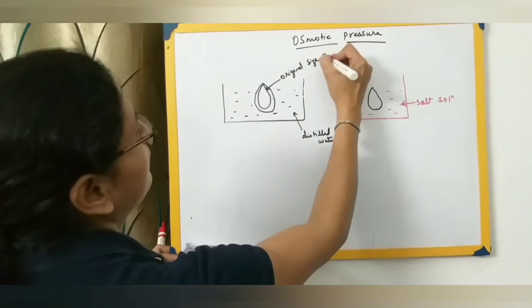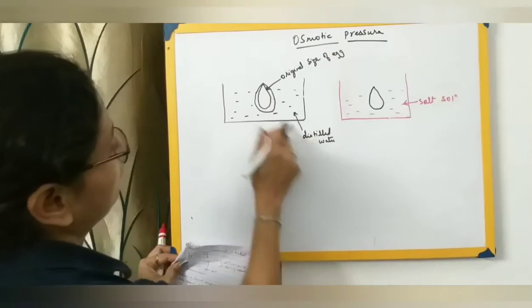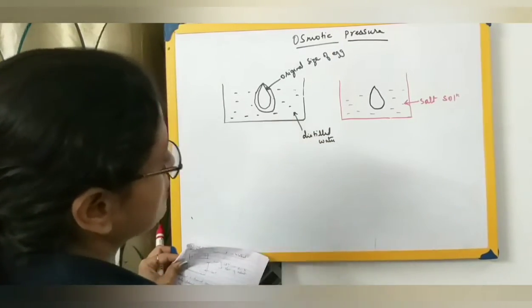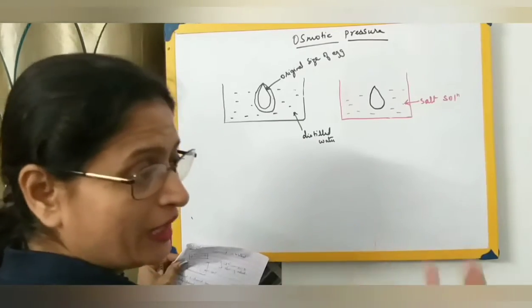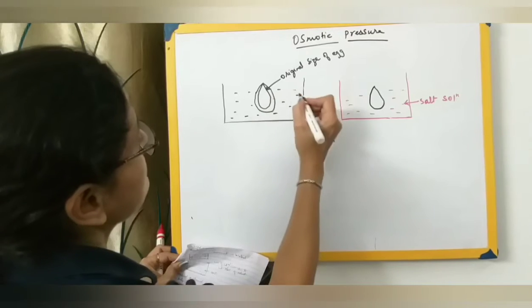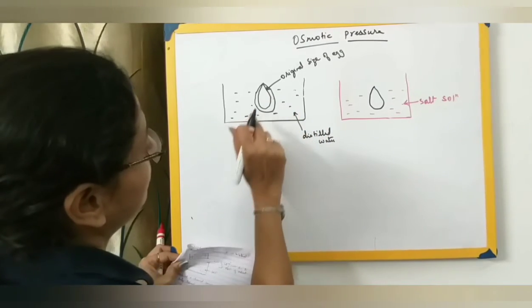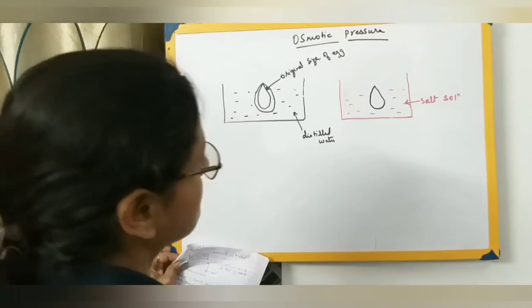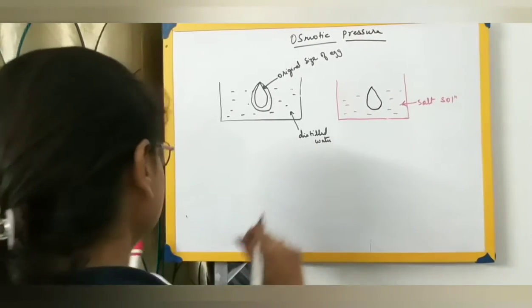Original size of egg, and it will take up these solvent particles, that is other solvent molecules, water molecules, and will swell up in size. It will grow up bigger in size, and so this is the size after we have kept it dipped into the distilled water, the size increases over here. What happens in this particular case?